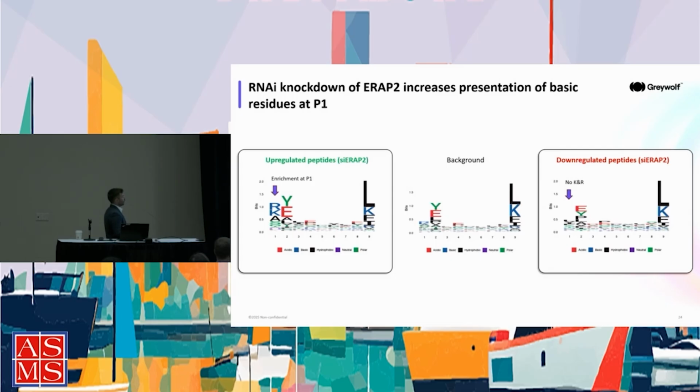And if you look at what is upregulated, or what is increased in copy number following ERAP2 inhibition, we can start to see that there's this enrichment at P1 for these basic residues. So these lysine and arginine peptides are becoming increasingly enriched at P1. And if you look in the downregulated set, they're almost not selected for. So those that are losing copy number from the cell surface are not those with lysine and arginine, and we're driving the upregulation of basic residues at P1.